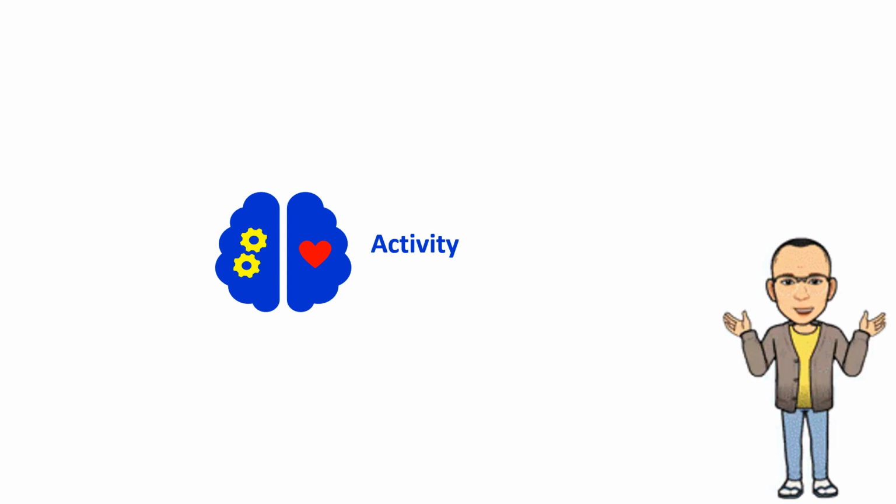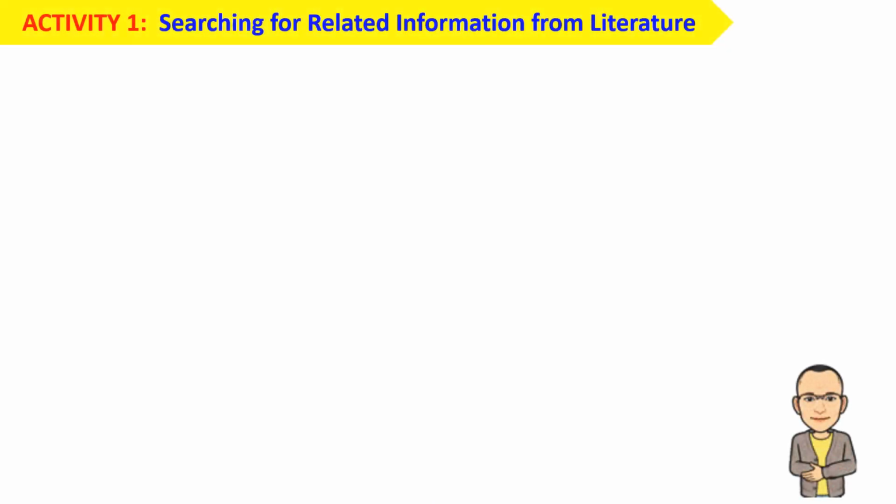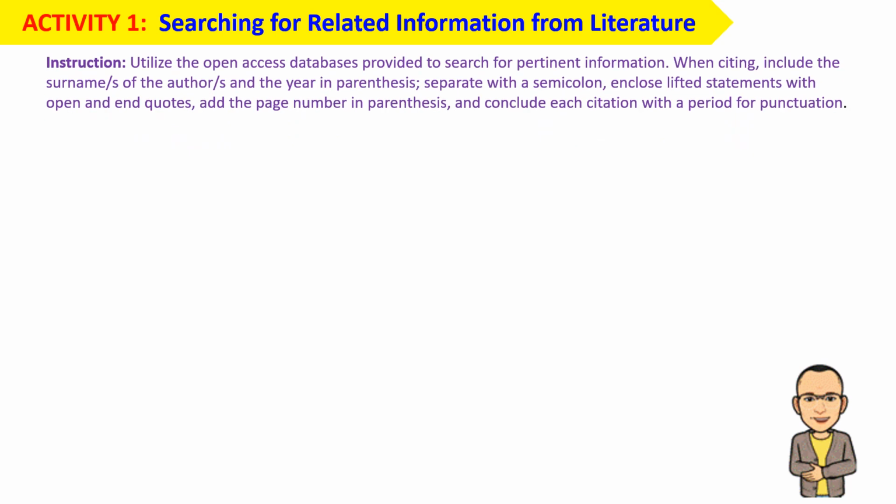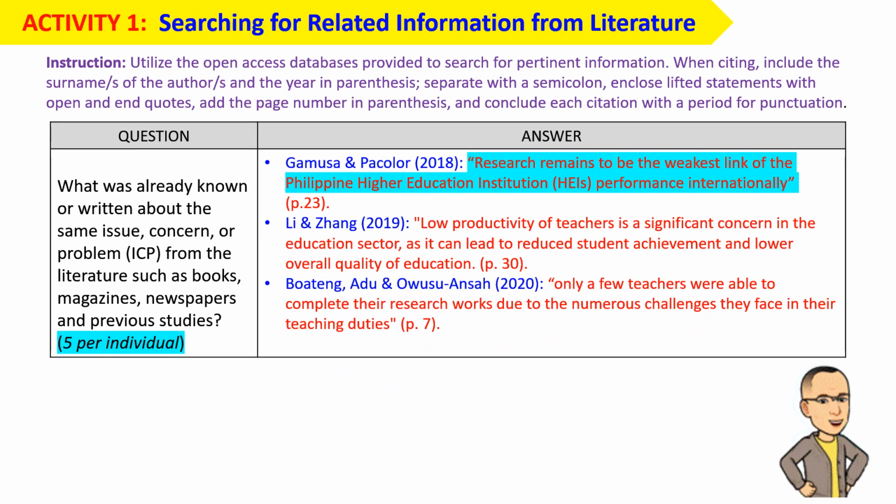Here now is the activity. Let us now proceed to Activity 1. Using the databases provided in the previous slide, catalog search results of related literature and studies in the right column of the activity sheet. Examples are provided in red font for easy reference.